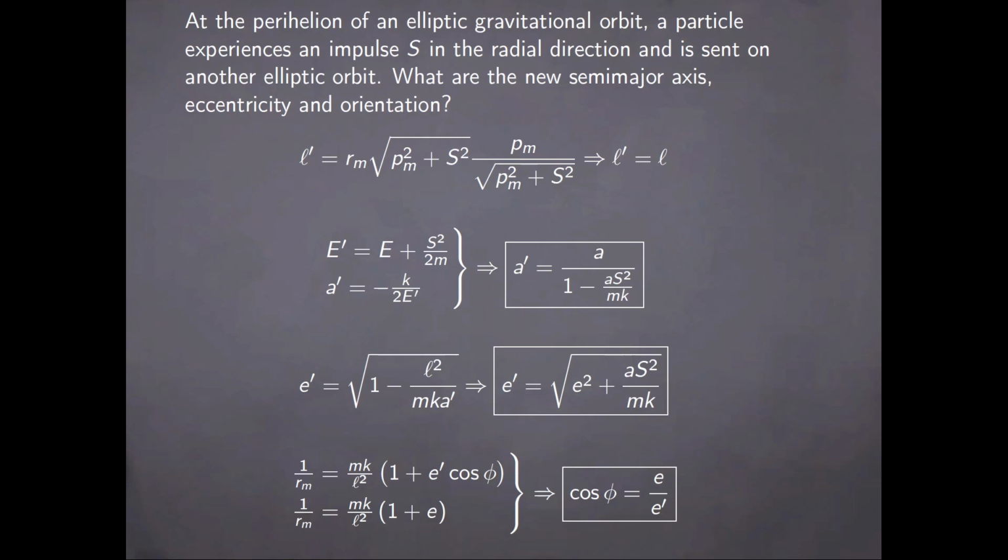And in order to find the orientation, we just need to write the orbit equation for the perihelion in the two instances. So this is the old equation, and then this is the new one in terms of the new eccentricity and some angle phi, which is due to the scattering. And from these two, it follows immediately that the cosine of phi is just the ratio of the old to the new eccentricities.